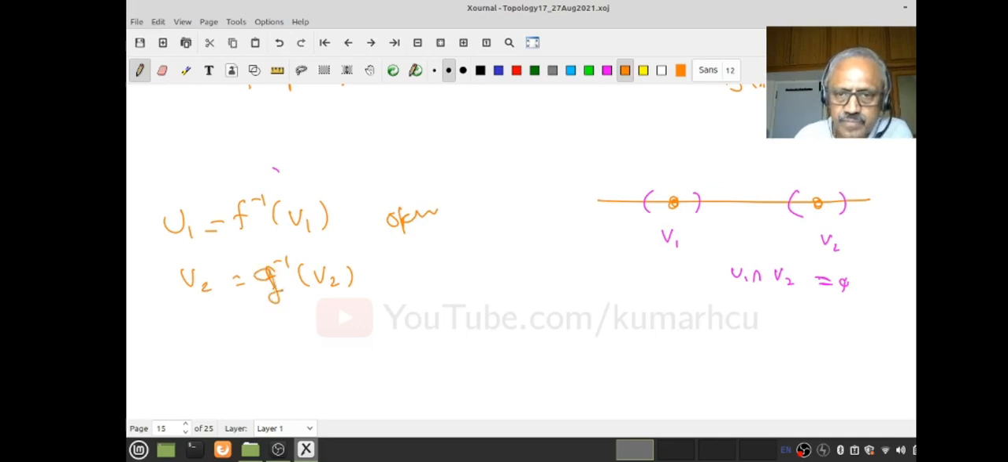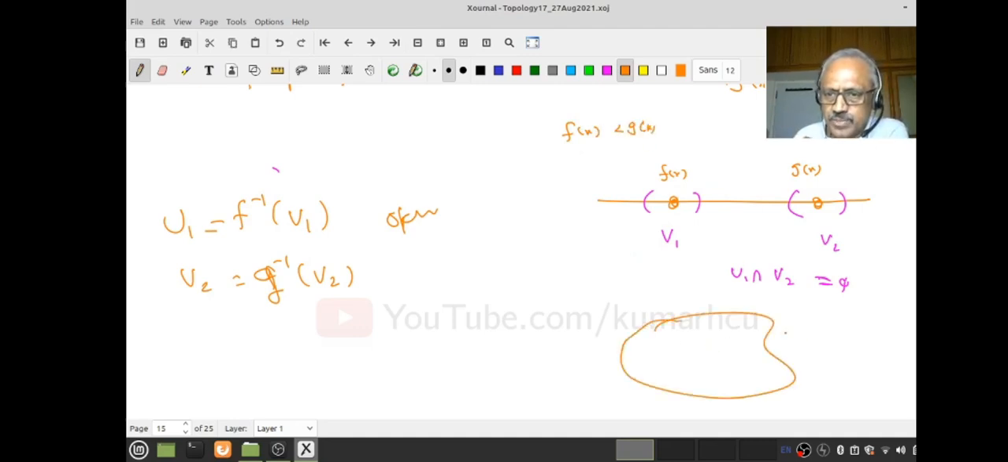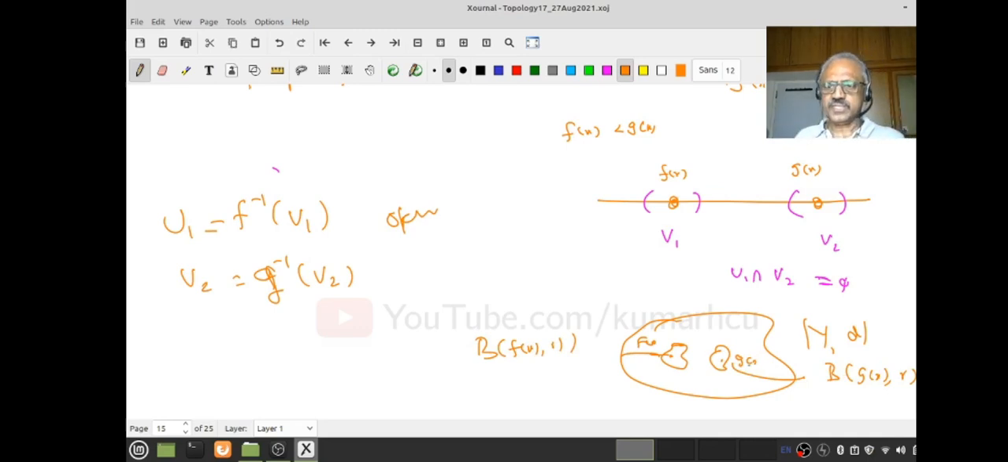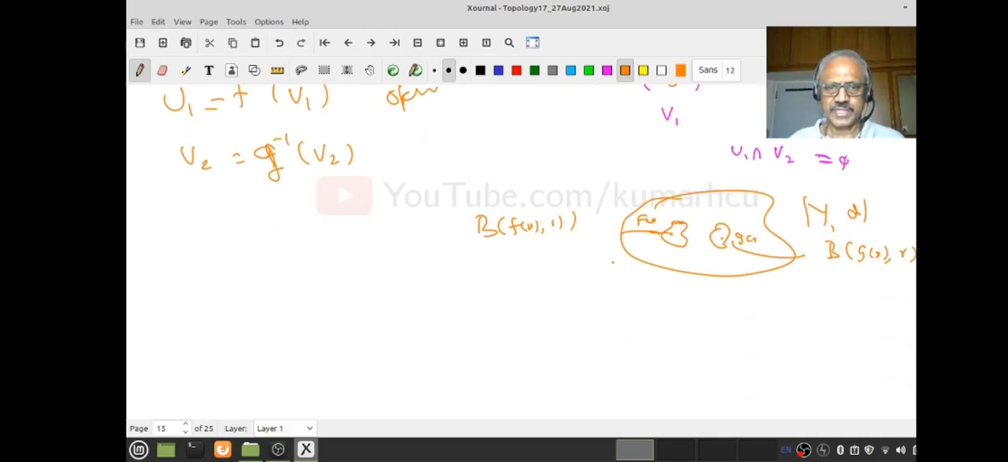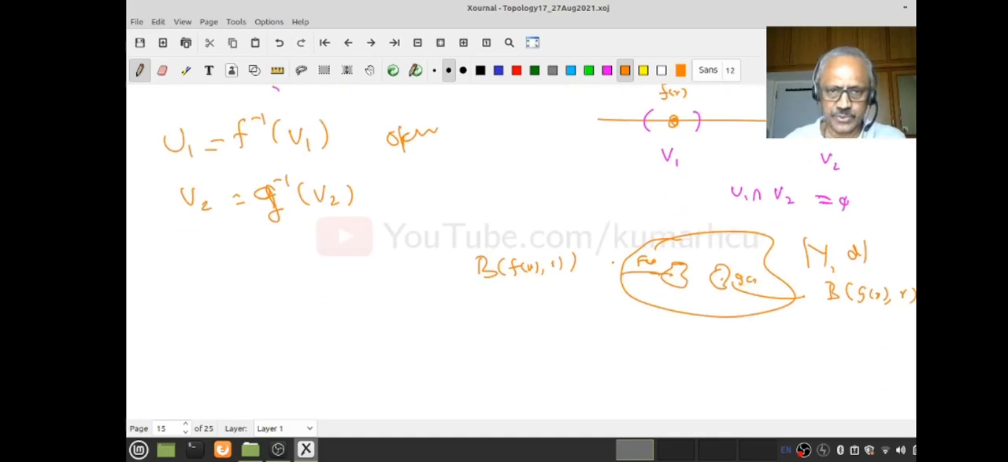And g. One is f(x), one is g(x). Let me assume this is f(x). Are you following? I am assuming f(x) is less than g(x) in the picture, but in a general metric space, suppose this is (Y, d), then this may be my f(x), this may be my g(x), this may be my open ball B(f(x), r), this may be my open ball B(g(x), r), so that their intersection is empty, etc. I don't want to waste my time, and by now you should be very comfortable with this kind of notions, right?